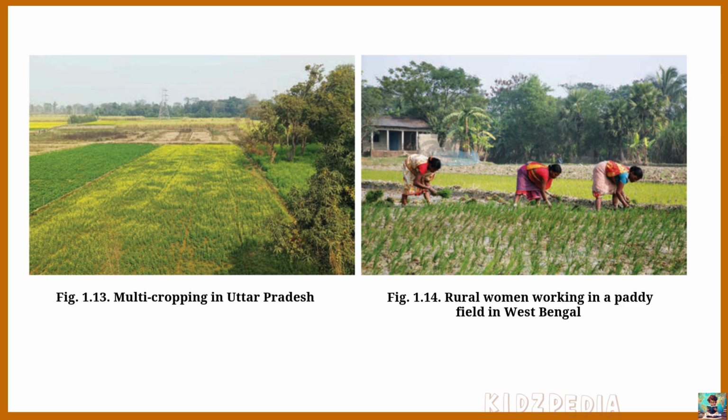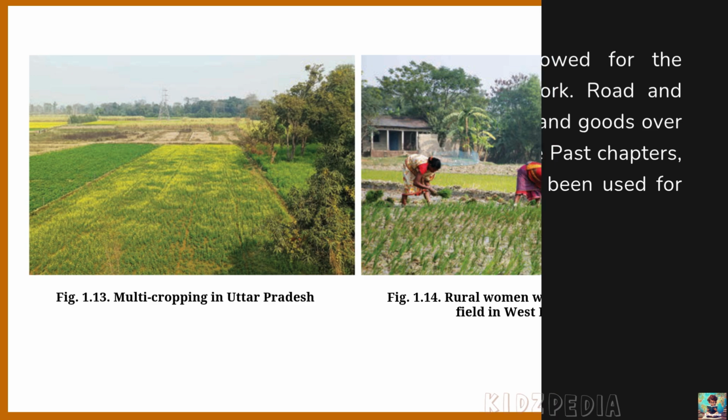And in this figure, we can see rural women working in a paddy field in West Bengal. It shows how people in the plains are involved in agriculture. Paddy or rice needs a lot of water which is easily available in these regions. It also shows the important role women play in these farming activities.